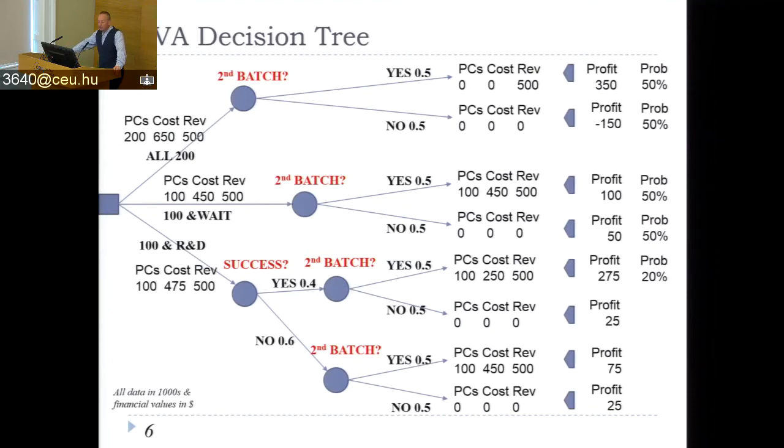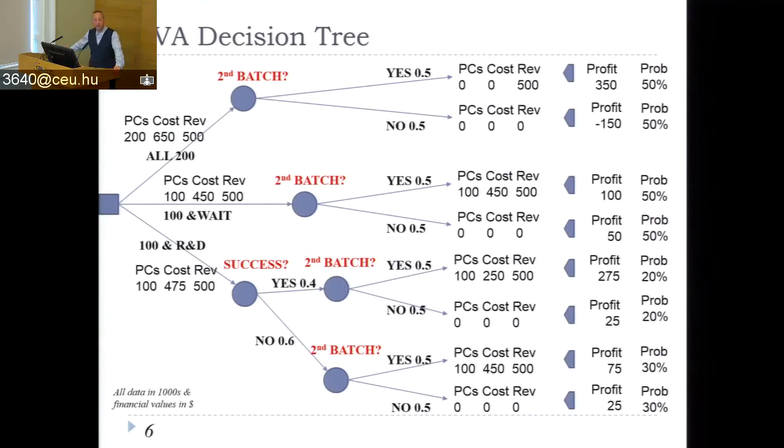Similarly, I will multiply the probabilities for the other branches. So for 25, again, 0.4 times 0.5, that's 20%. If we are not successful with the R&D, 0.6, lower branch, times 0.5, 30%, and the lowest branch, 0.6 times 0.5, again 30%. So these are the probabilities.